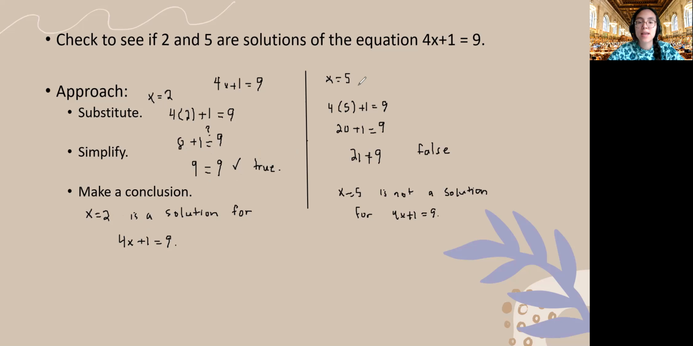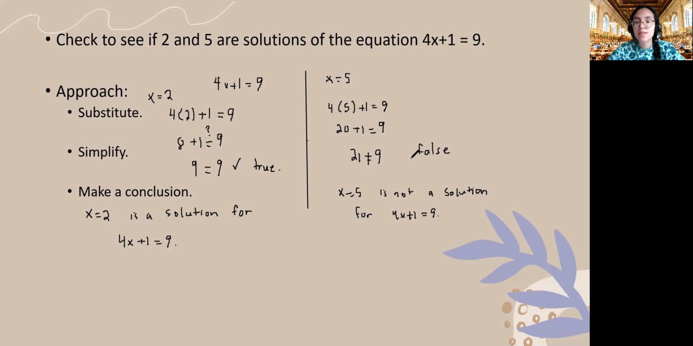On the right hand side, we were also asked to check x is equal to 5 for this equation. We substituted in 5 for x, carried out our multiplication and addition, and we found out that 21 is not equal to 9.